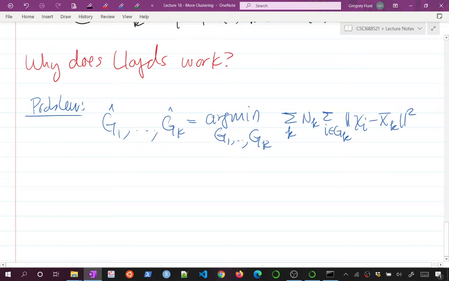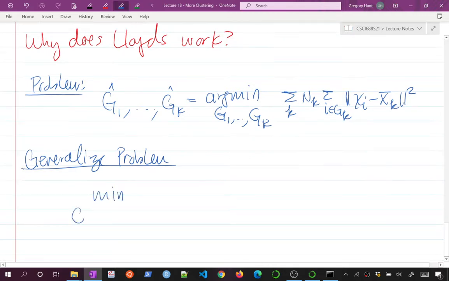That's what Lloyd's algorithm wants to solve. And how can we show that this solves it? We can generalize the problem and consider the minimization problem not only over the groups, but over the means. Let's call them M1 to MK. So these M's are basically our centers, or our means. And we want to minimize this now.